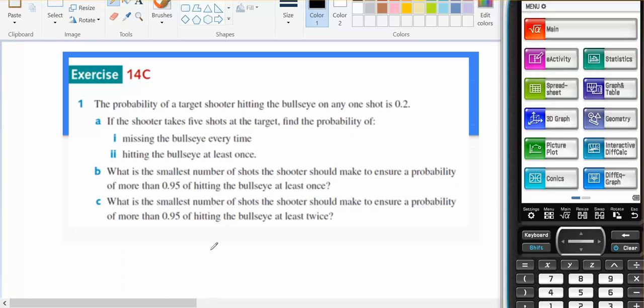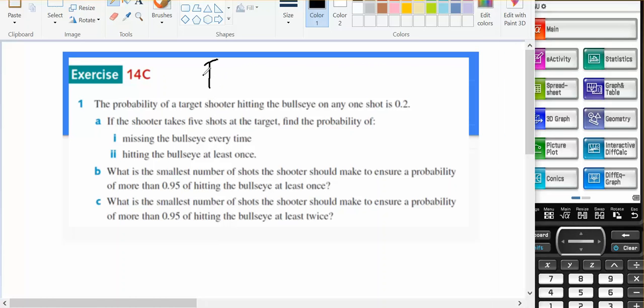This is for Year 12 maths. It comes out of 14C in the binomial distribution, and it's what I call finding n. So it's a binomial distribution, but you don't know the value of n. So I'm interested in these two questions.